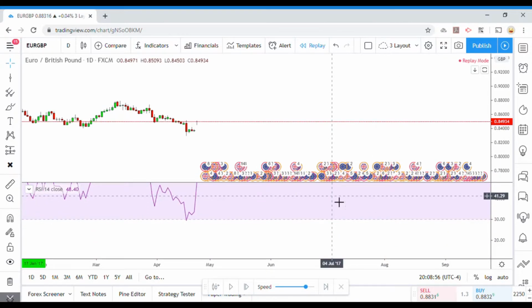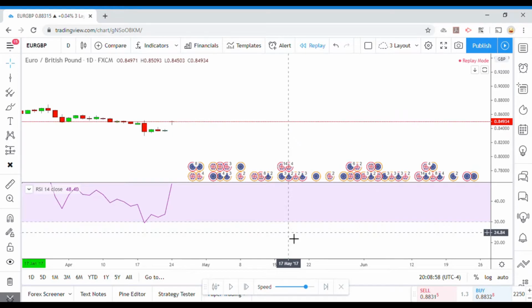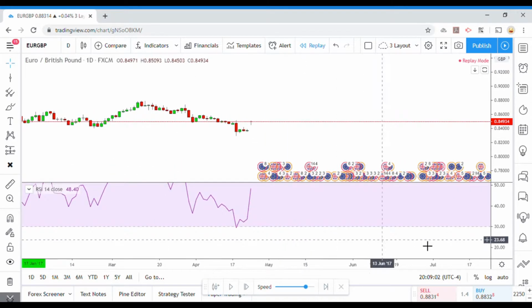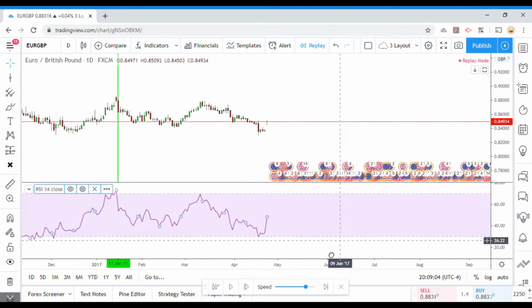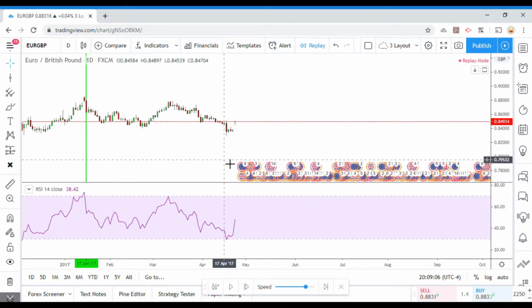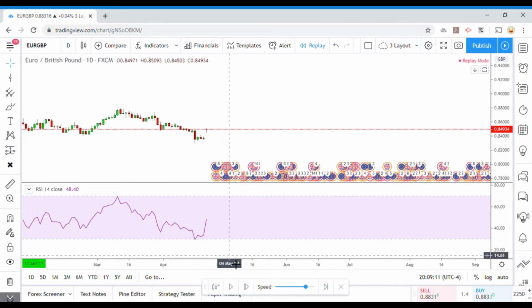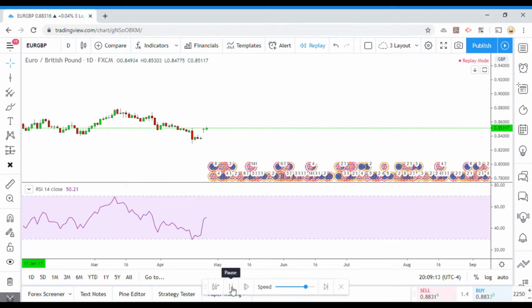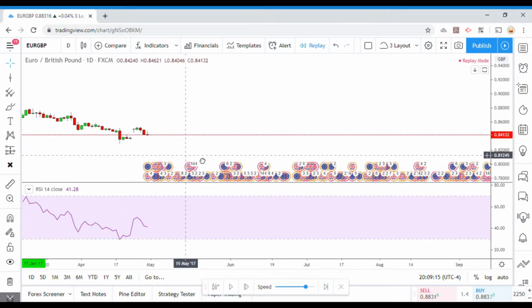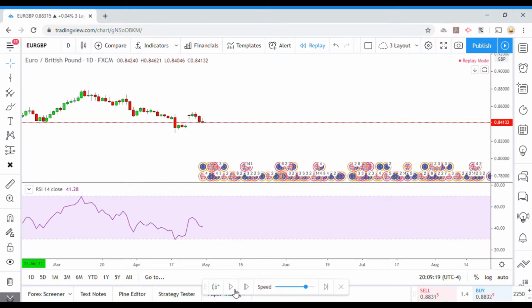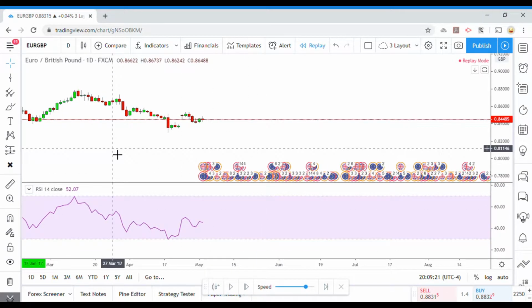I don't know about this one. Let's zoom out here. Sometimes you have to do this. Yeah, that definitely looks like it broke and then came back. So let's consider this one. Let's let it play a few more candles here. Let's enlarge it a little bit so everyone can see.